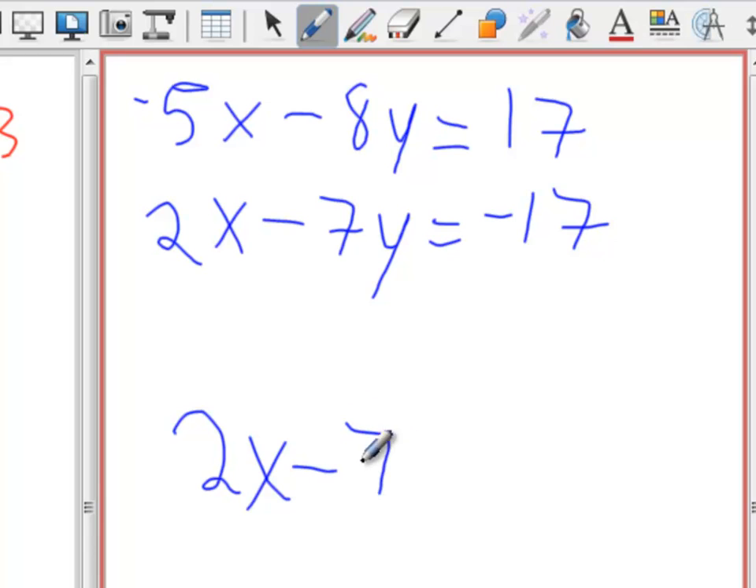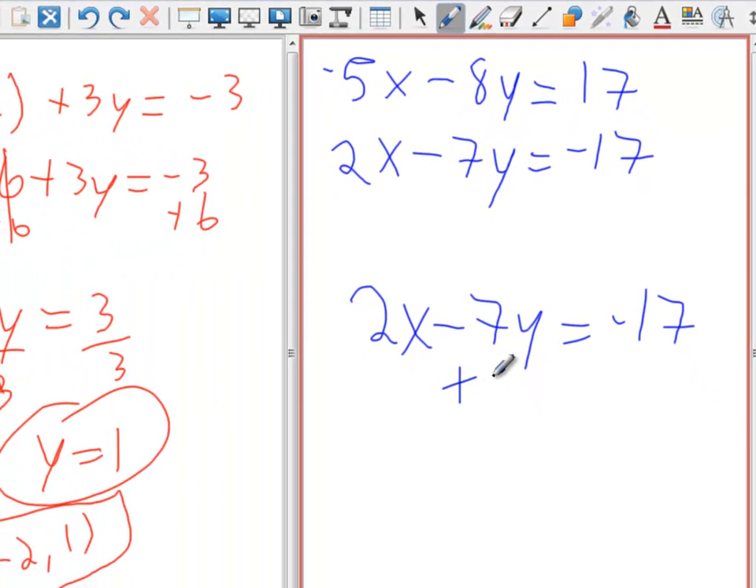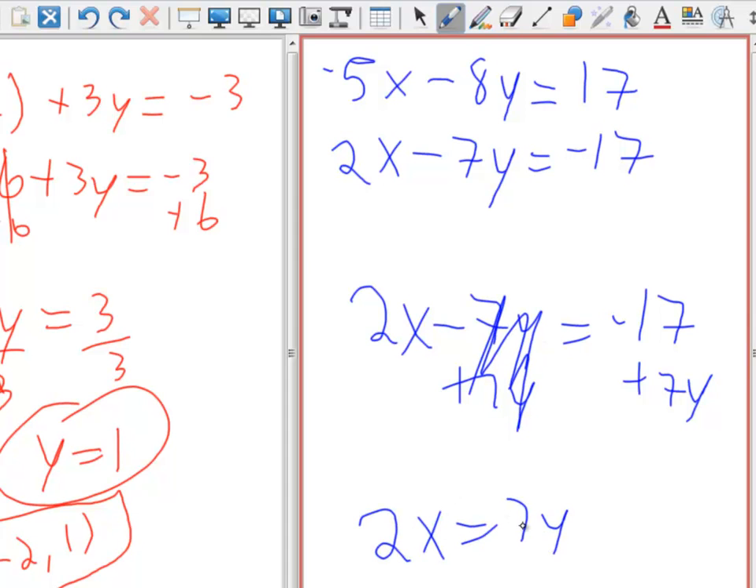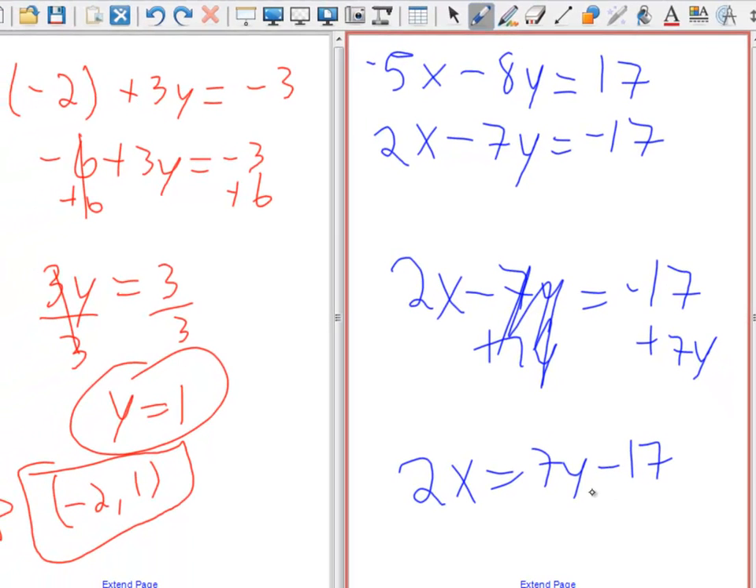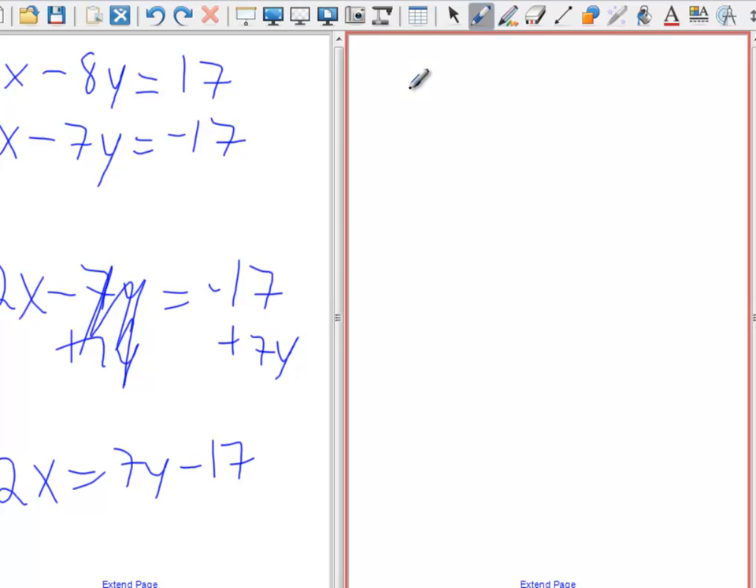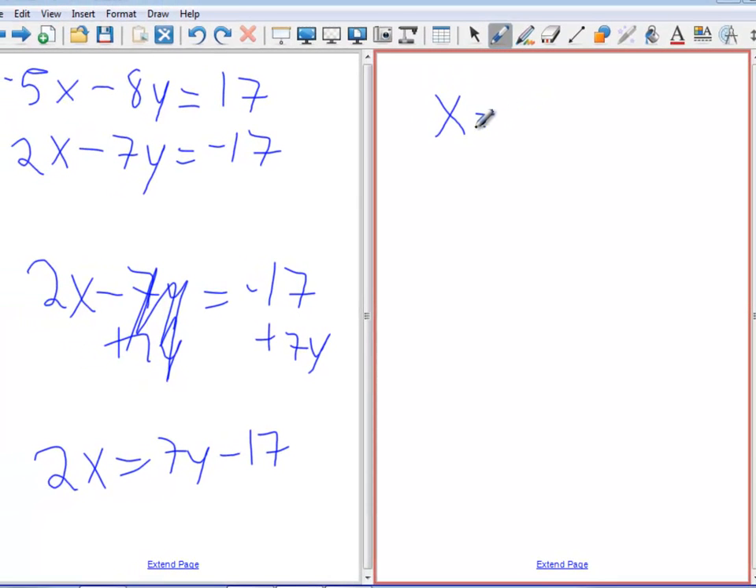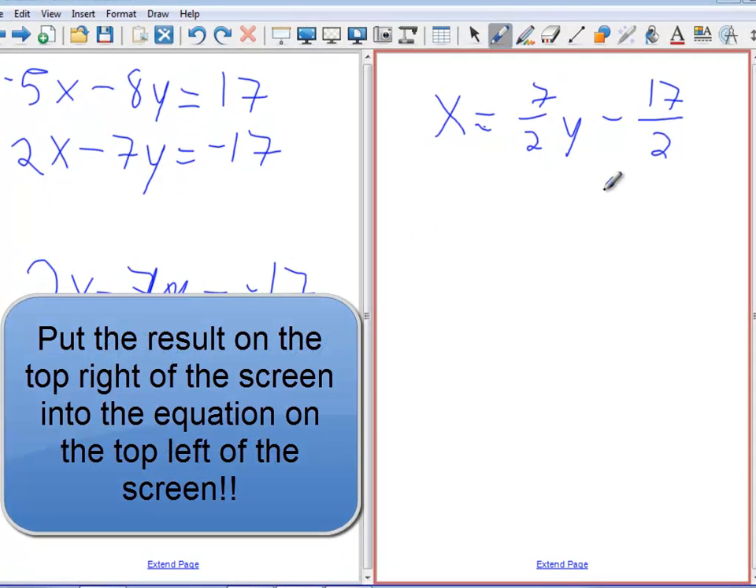2x minus 7y equals -17. We want to solve for x, so let's get the 7y out of there. 2x equals 7y minus 17. Right? So now we have to divide by 2. When we're dividing both sides by 2, we get 7 over 2 y minus 17 over 2. That's fine. So now we have to put that into the top equation. -5 times 7 over 2 y minus 17 over 2, good.